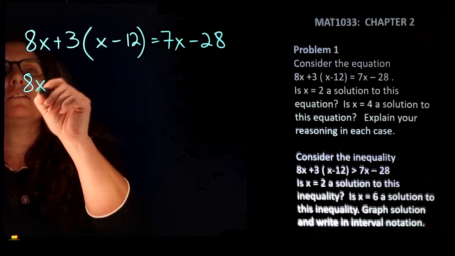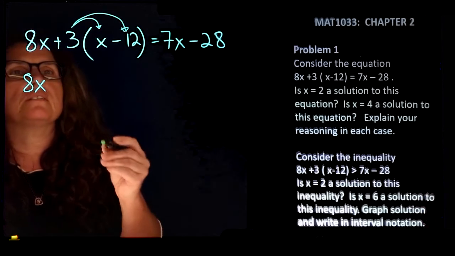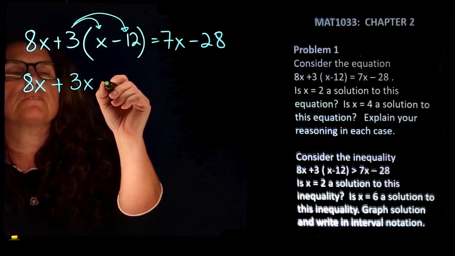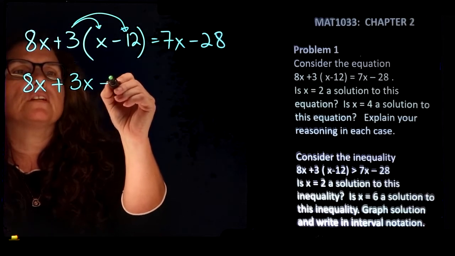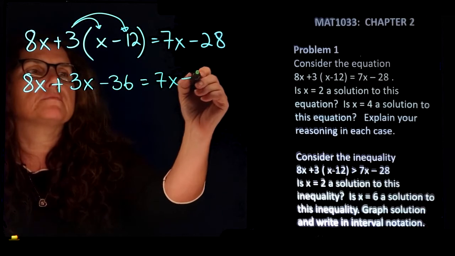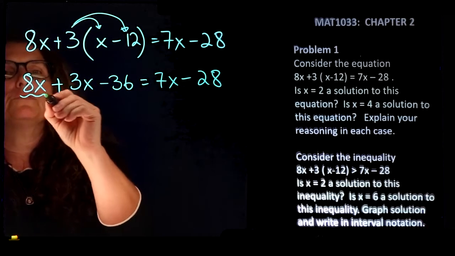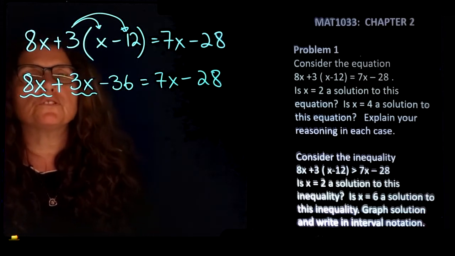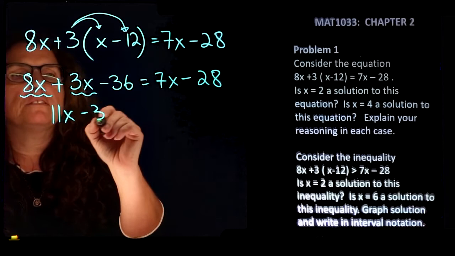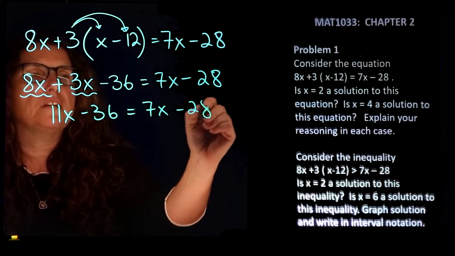We have 8x, and we have to distribute the 3 over the x and the negative 12. 3 times x is 3x, 3 times negative 12 is negative 36, equals 7x - 28. The next step would be to combine like terms first. 8x + 3x is 11x, minus 36 equals 7x - 28.